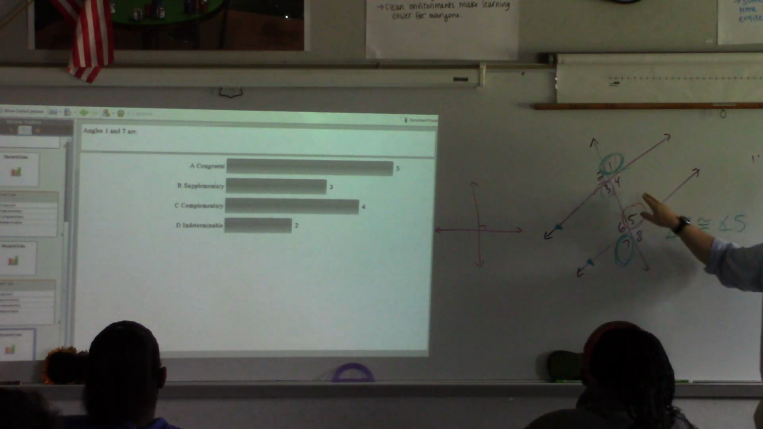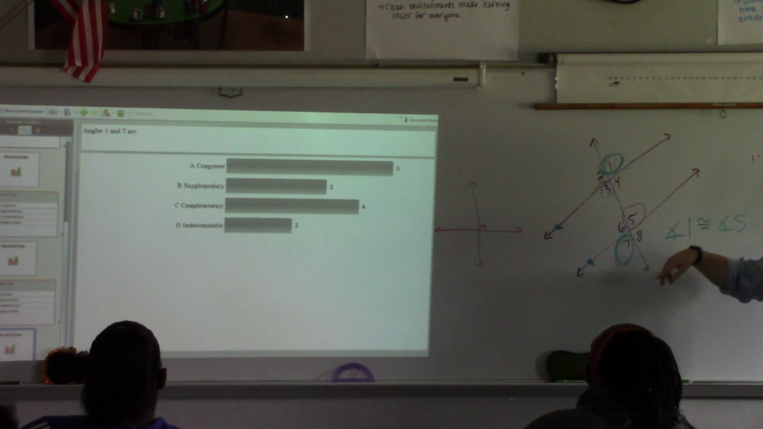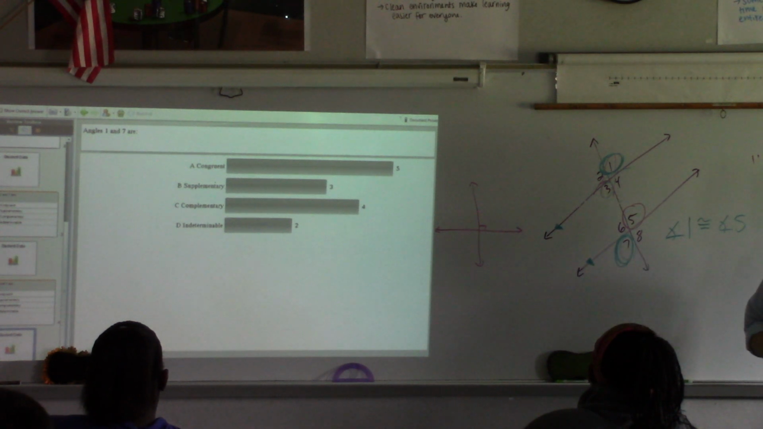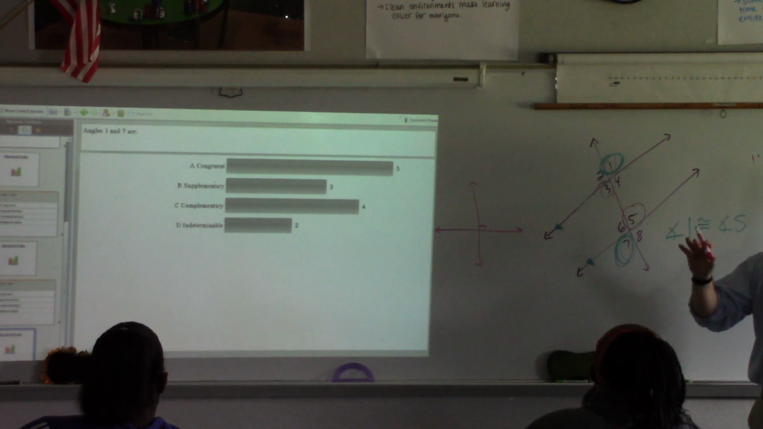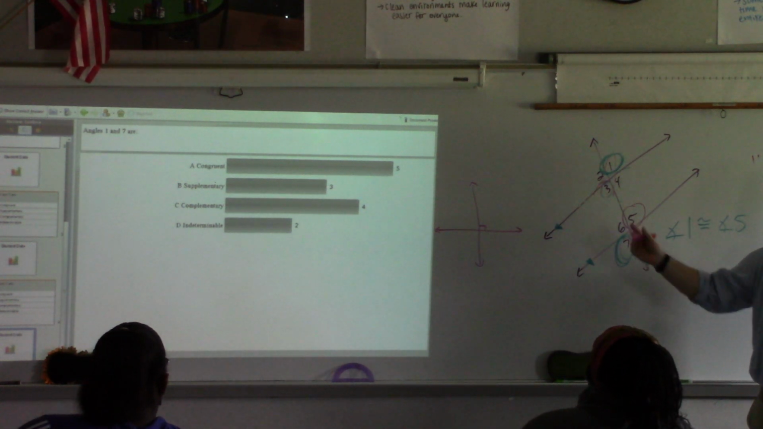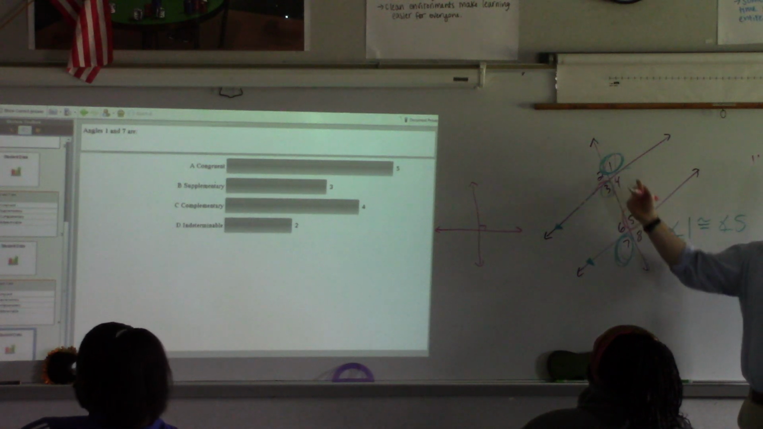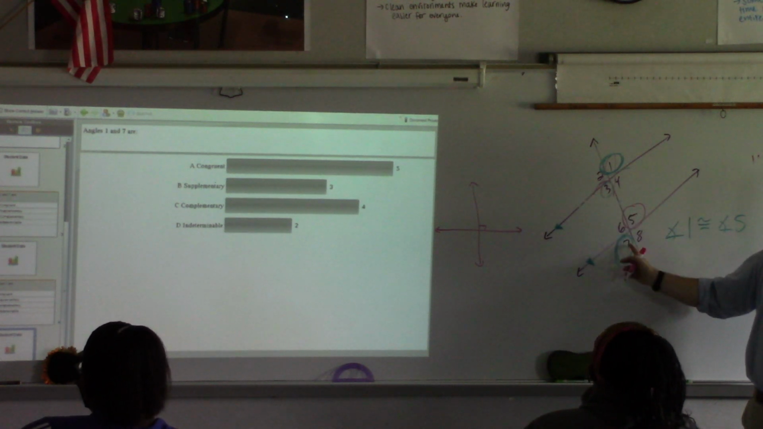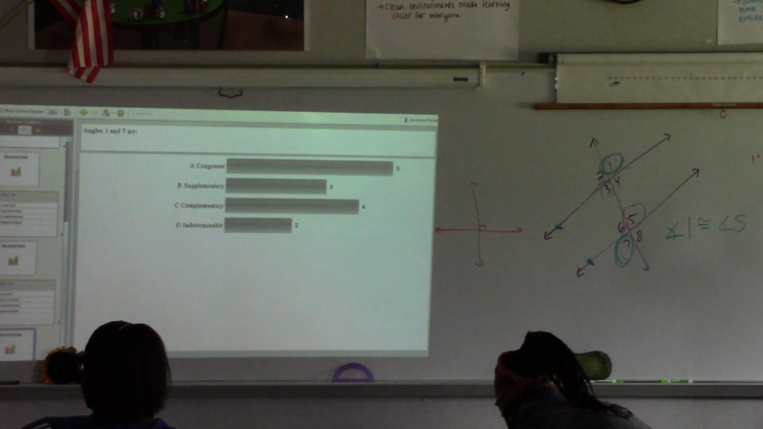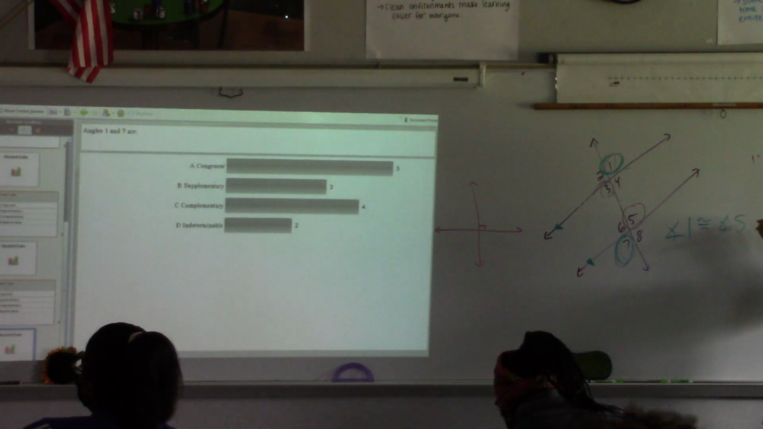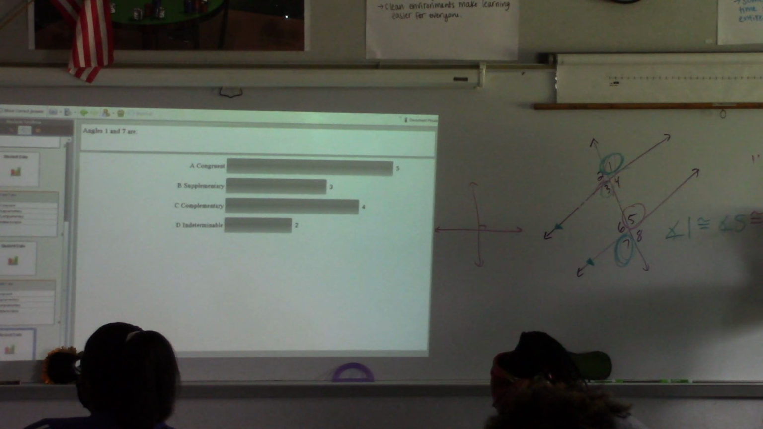So we already know angles 1 and 5 are congruent because they're corresponding, right? What do we know about angles 5 and 7? They are vertical. Okay? So pay attention. Alternate interior means they're inside the parallel lines. Those are not both inside the parallel lines. They are vertical angles. And what do we know about vertical angles? Congruent. Those vertical angles are congruent. So we're saying that angle 5 is congruent to angle 7.